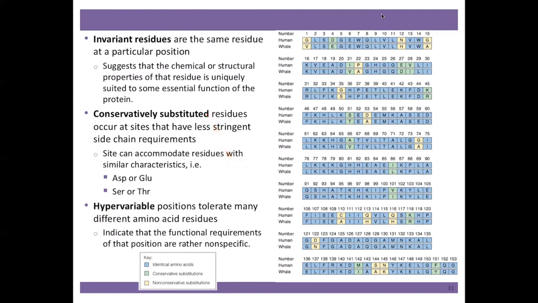But again, it kind of depends on how big the data set is, but these are the terms that your book uses, so understand what an invariant is, and a conservative, or let's just even say a non-conservative substitution. That means, hey, I'm going to a dramatically different amino acid. And then hypervariable, like I said, would be if you had many sequences and you start looking and you realize that at that position, you could really throw in any amino acid.